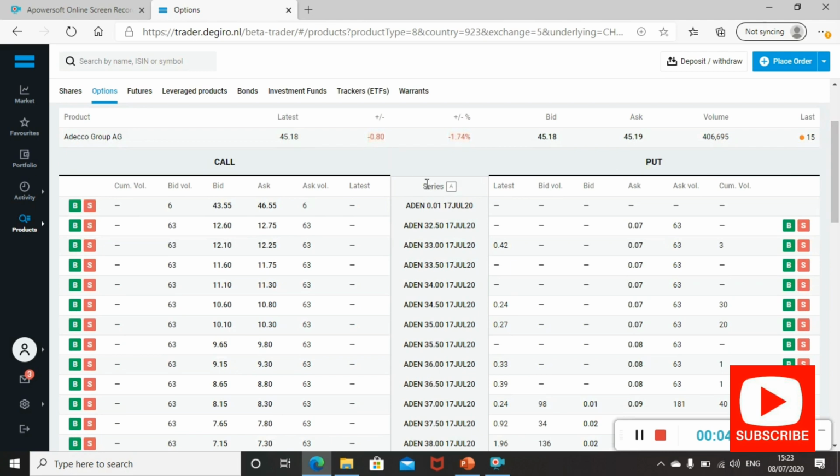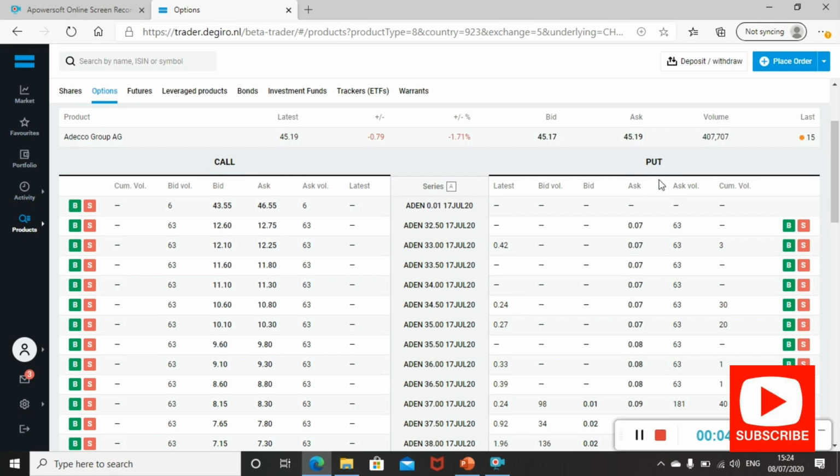And then below it has generated a list of all the options contracts for the Adecco group. Each line is representing a different options contract. On the left-hand side, we have call options. On the right-hand side, we have put options. Call options are options to buy shares. If you want to have the right to buy shares in a company, use call options.